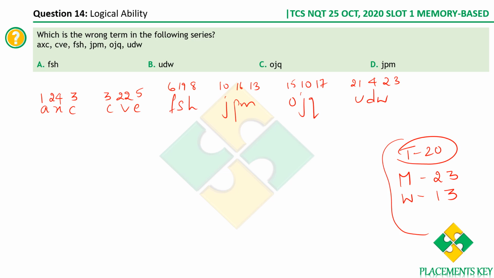Okay, so this is the pattern. We have already replaced the alphabets with their corresponding position numbers. Now let's see what is the pattern. There is a visible pattern here. What is that? 1 plus 2 is 3.